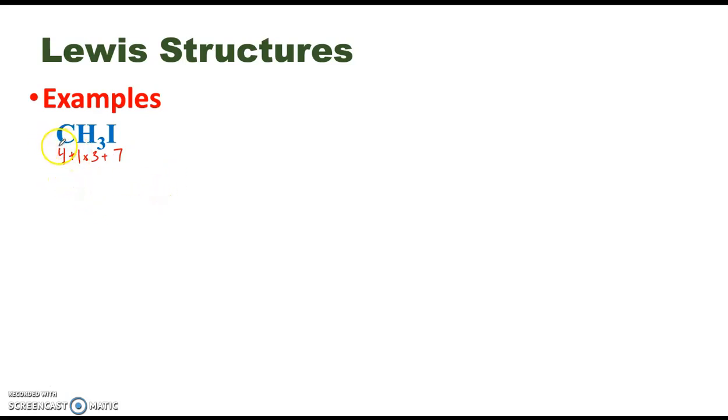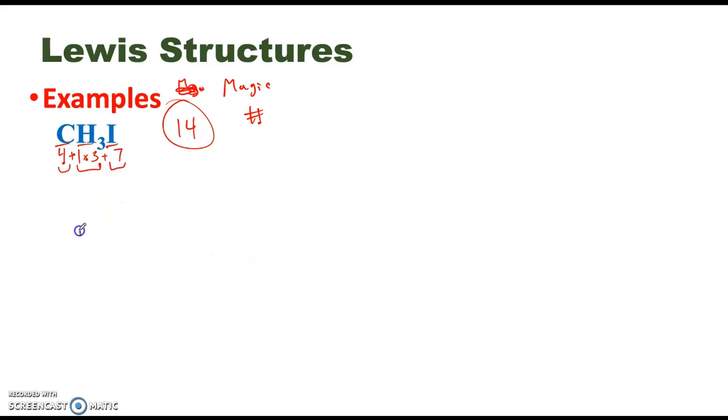So if I look this up, carbon brings 4 valence electrons. There's 3 hydrogens that each bring 1 electron to the table. And then iodine brings 7. So if you add this up, 4 plus 3 plus 7, this compound has 14 total valence electrons. So this would be what we call the magic number, or the number of valence electrons.